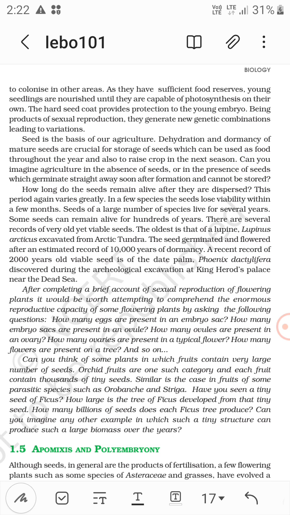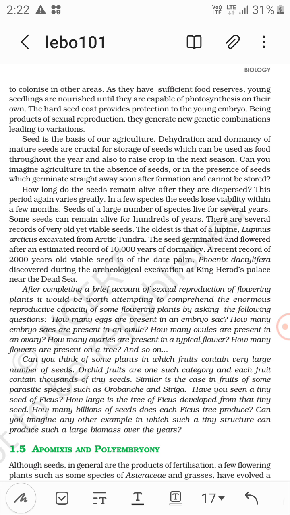Okay. So after completing a brief account of sexual reproduction of flowering plants, it would be worth attempting to comprehend the enormous reproductive capacity of some flowering plants by asking the following questions: how many eggs are present in an embryo sac, how many embryo sacs are present in an ovule, how many ovules are present in an ovary, how many ovules are present in a typical flower, how many flowers are present on a tree, and so on.